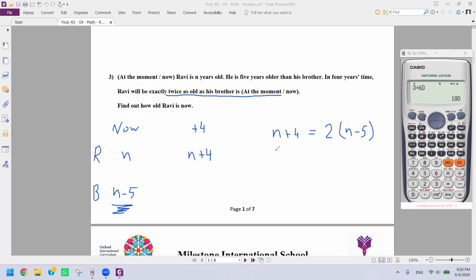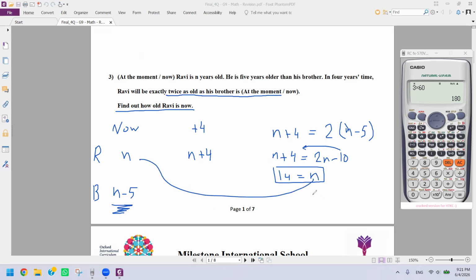Now we just expand and we solve. So n plus 4 equals 2 times n, 2n. 2 times minus 5 is minus 10. Now bring n to the right side. 2n minus n is n. Take 10 to the other side. 4 plus 10 is 14. What does the question say? Find out how old Ravi is now. So he's n, right? So we say that Ravi is 14 years old.